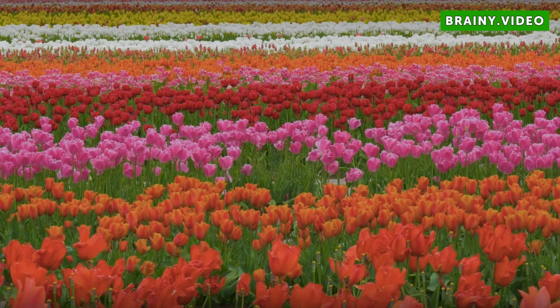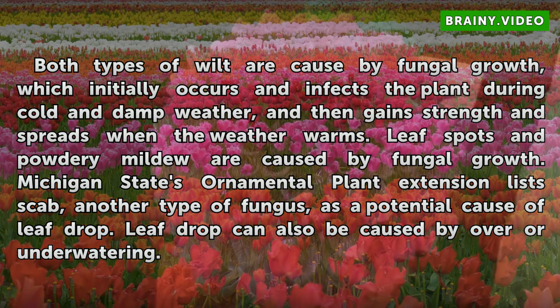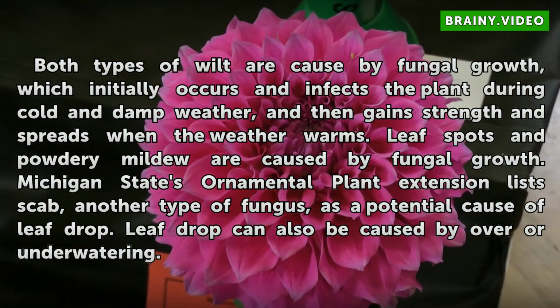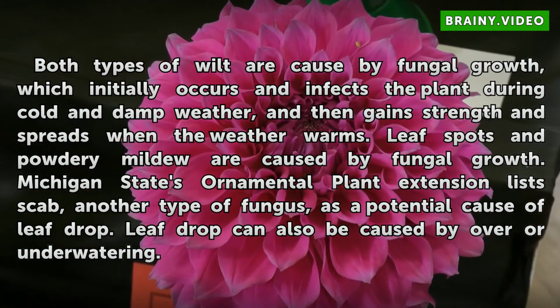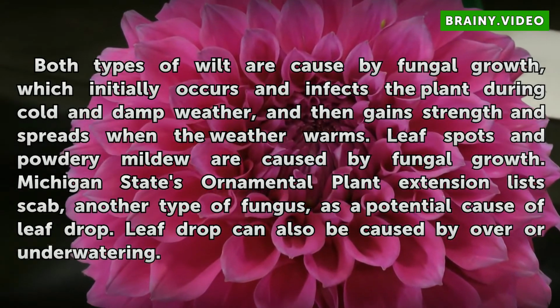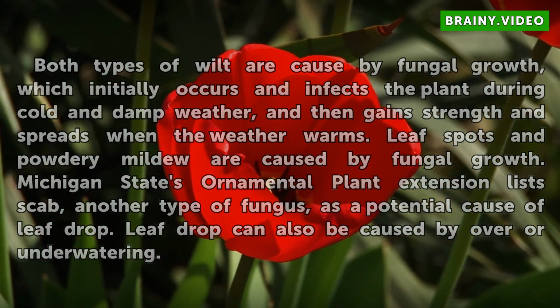Causes. Both types of wilt are caused by fungal growth, which initially occurs and infects the plant during cold and damp weather, and then gains strength and spreads when the weather warms. Leaf spots and powdery mildew are caused by fungal growth. Michigan State's Ornamental Plant Extension lists scab, another type of fungus, as a potential cause of leaf drop. Leaf drop can also be caused by over or underwatering.